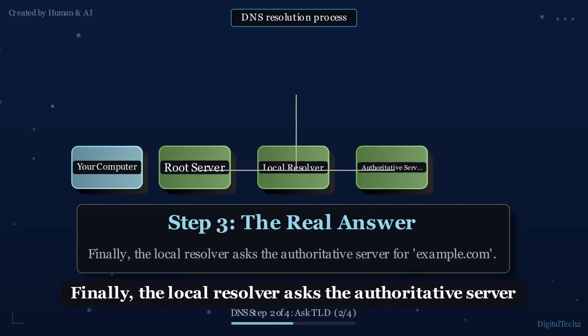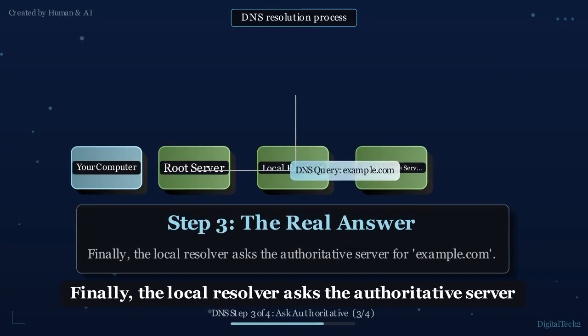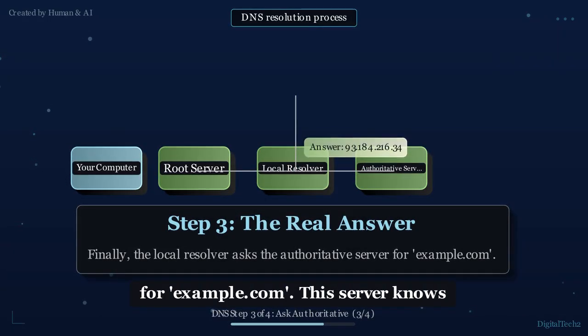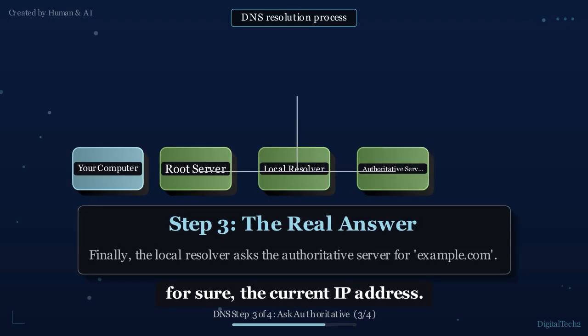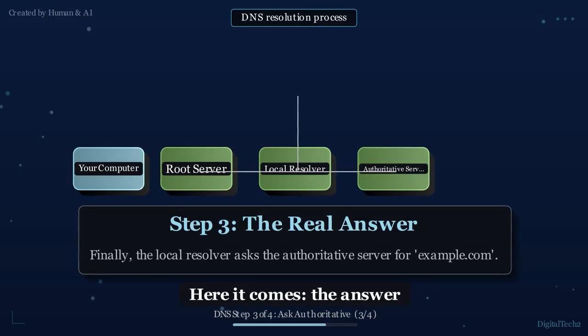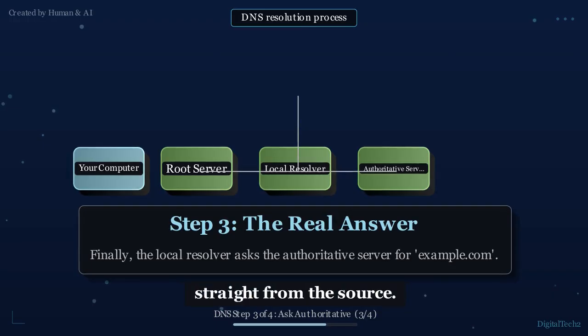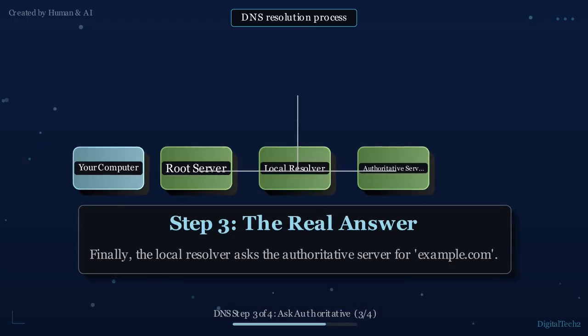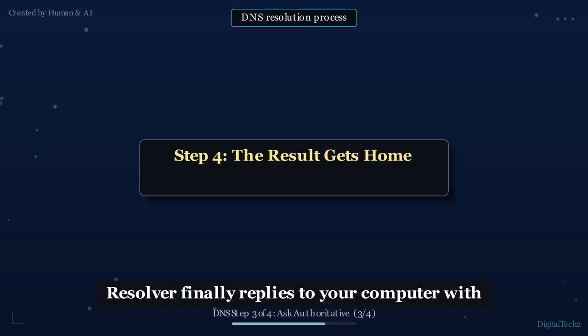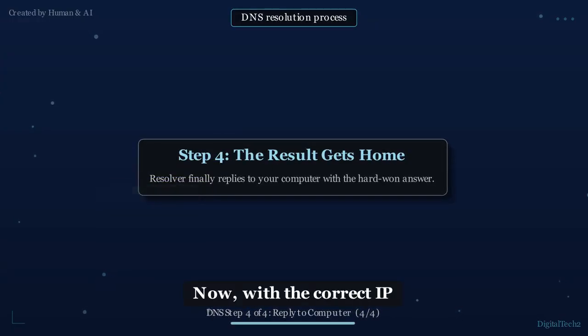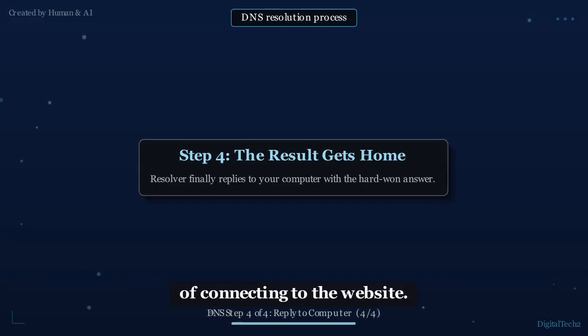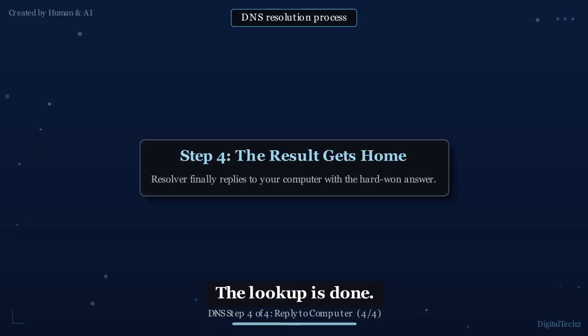Finally, the local resolver asks the authoritative server for example.com. This server knows for sure the current IP address. Here it comes. The answer, straight from the source. Resolver finally replies to your computer with the hard-won answer. Now, with the correct IP, your browser can start the real work of connecting to the website.